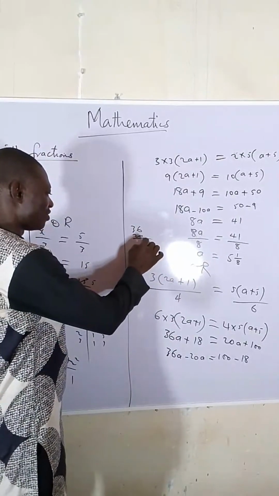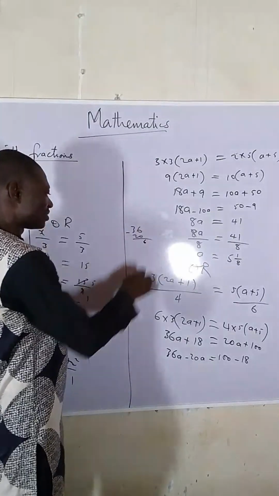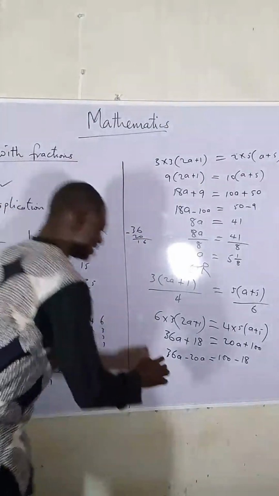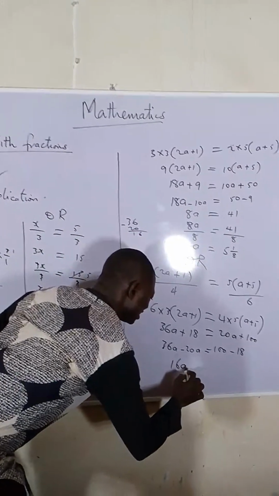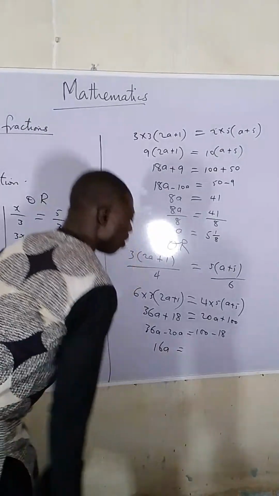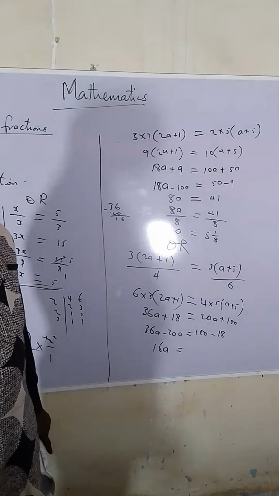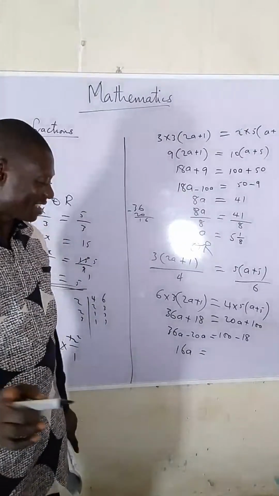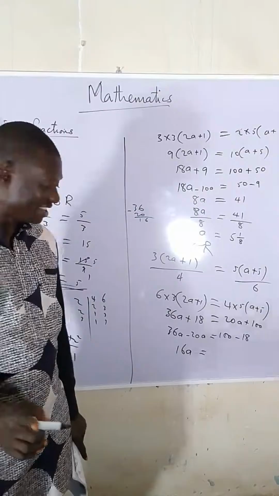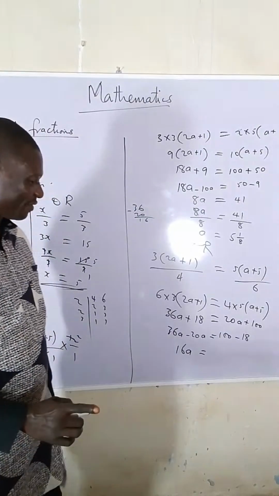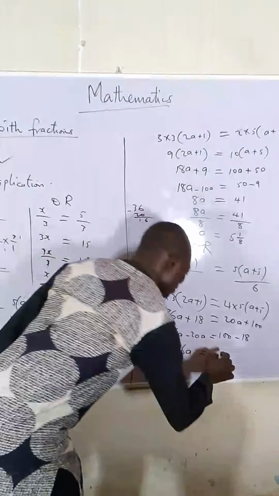Something is called A: 36 of it minus 20 of it. So bring down A. That is 16A. 16A is equal to 100 minus 18. It's just like saying 100 minus 20, which should have given us 80. Because it's 18, it gives us 82.